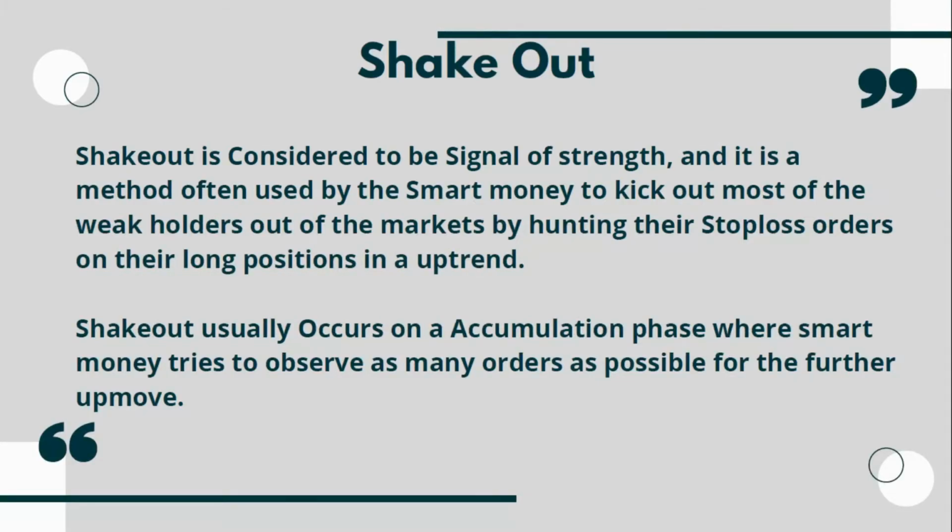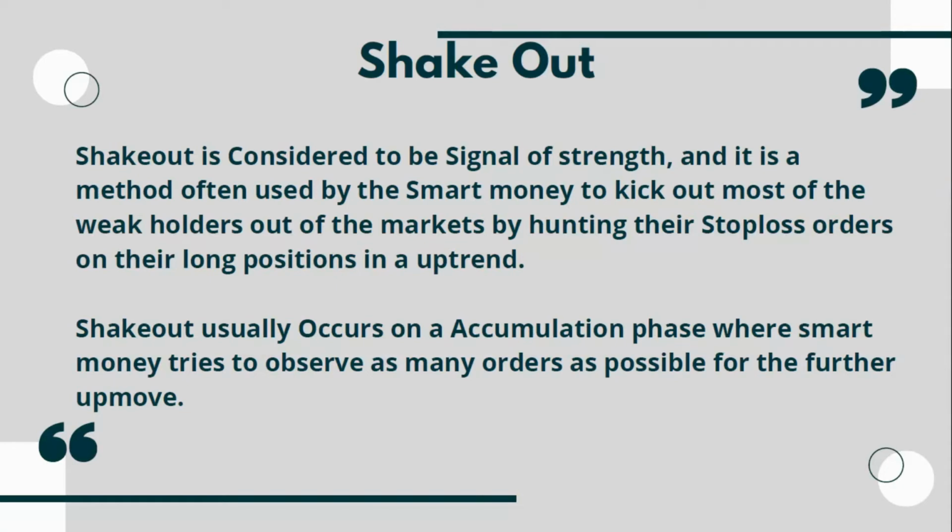Let's get on with the theoretical part first, and then let's get on with some practical examples, just like I have given in buying climax, stopping volume, and so on. Right now, a shakeout is considered a signal of strength, and it is a method often used by smart money to kick most of the weak holders out of the markets by hunting the stop loss orders on their long positions in an uptrend.